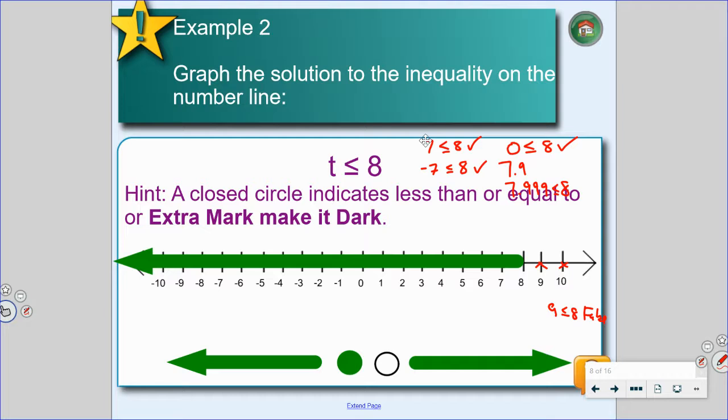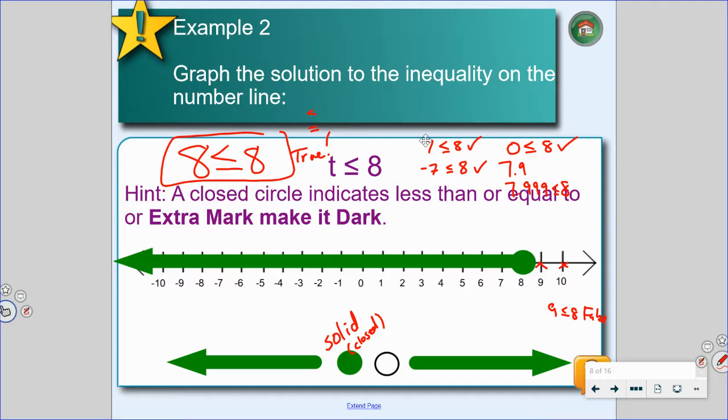Last but not least, what about 8? True or false? 8 is less than or equal to 8. Well, it's not less, but is it equal? It is. This is a true statement, and therefore we would actually color in right on the 8. So instead of using an open dot, we use a solid dot. Solid as opposed to empty, closed as opposed to open.